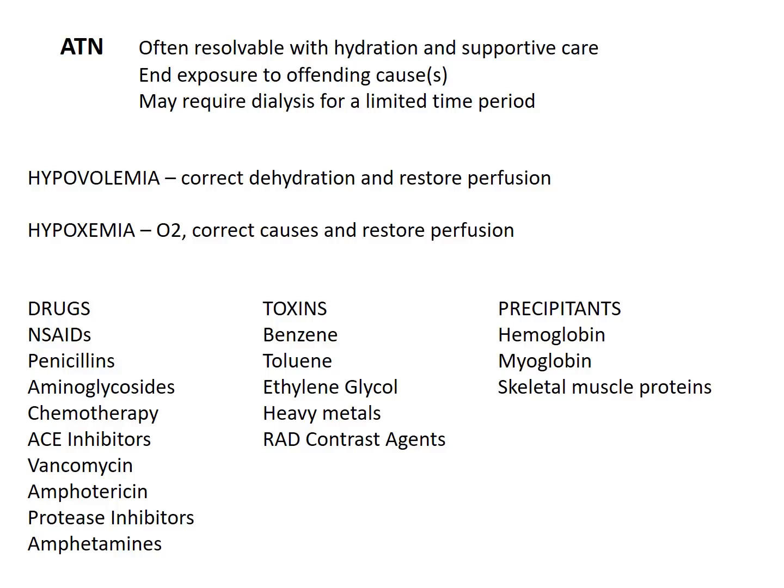And then really quickly here, we're going to talk about hemoglobin and myoglobin and how breakdown of red blood cells, hemolysis, and how breakdown of skeletal muscle cells, rhabdomyolysis, are also a risk for ATN.